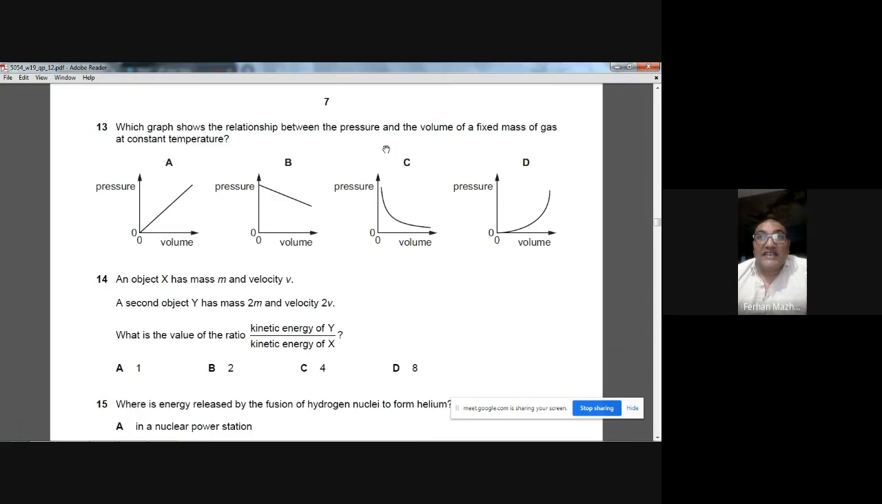So C is the best option. C is the best option. This graph is a standard representation of two quantities which have the relationship of inverse proportion.